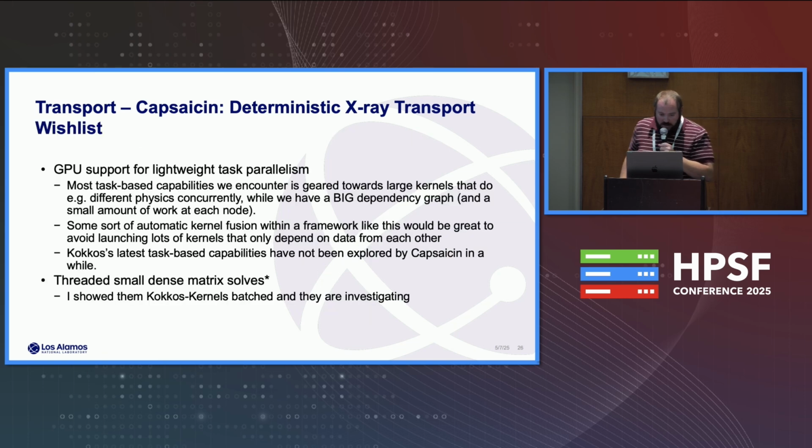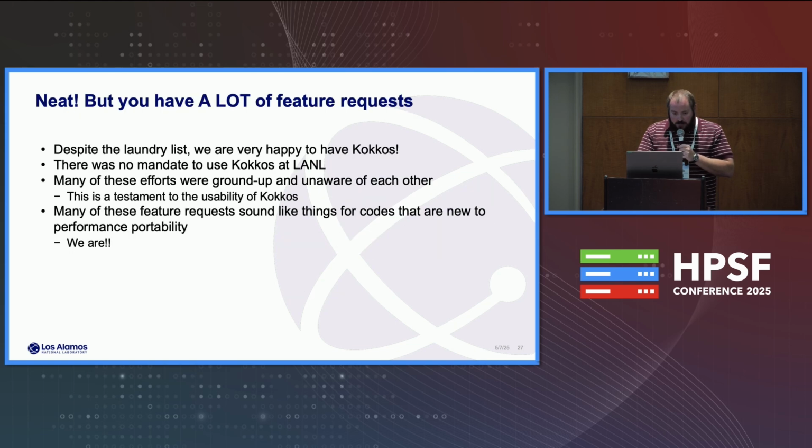So one of the things they talked about, and they have worked in the past with the Kokkos team, is lightweight task parallelism. I guess they say that the task stuff they've explored has mostly been geared towards large kernels, smaller graphs. They have small kernels, large graphs. They've talked about that they would probably need some sort of kernel fusion methodology or task aggregation in order to get stuff to perform well. And then they talked about threaded small dense matrix solves, which I actually have used. So I pointed them to Kokkos Kernels batched, and they were looking at that as of a few weeks ago.